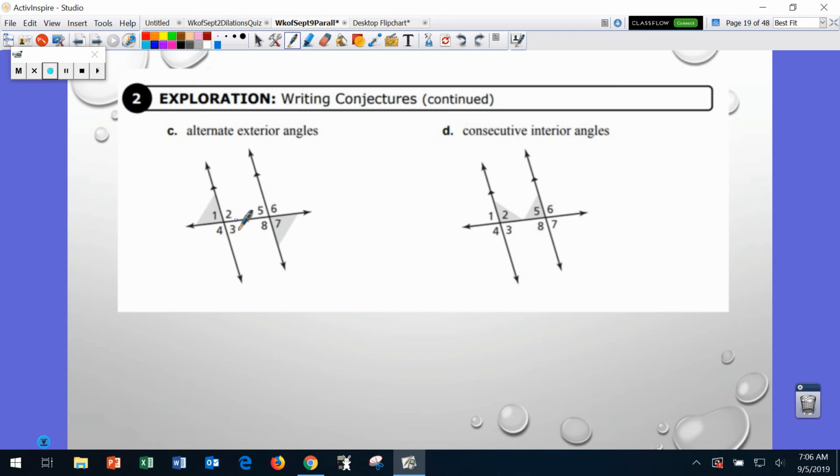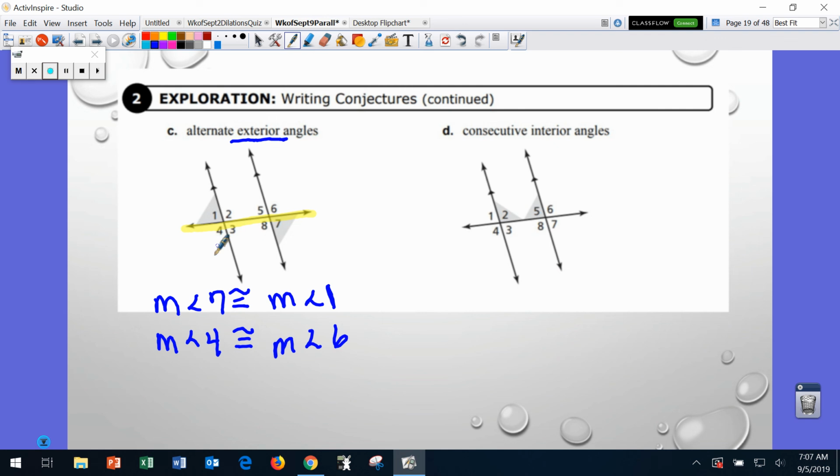Now we have alternate exterior angles. So now I need to go to the outside, because exterior means outside of the parallel lines, and I want to go to opposite sides of the transversal. So the measure of angle 7 is going to be congruent to the measure of angle 1, and you can highlight this. And then the measure of angle 4 is congruent to the measure of angle 6. Alternate, they're outside of the parallel lines and they're on opposite sides of the transversal. And we're done with that one.